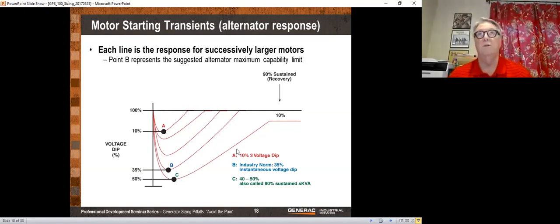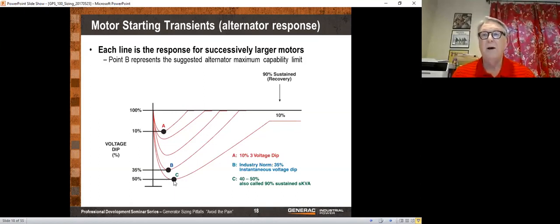And if you're measuring this with your Fluke multimeter, you won't even see it because it'll drop and it'll recover before that meter even updates. So look at curve A over here. Curve A, we have a 10% voltage drop, and then it gets bigger and bigger. Curve B is 50% voltage drop, and curve C is 50%. Did I say that right? B is 35%, C is 50%.